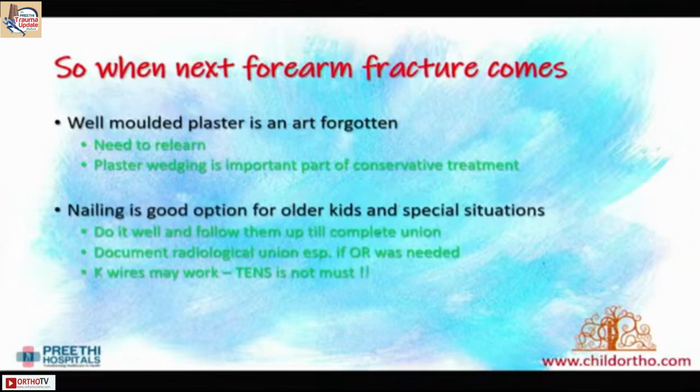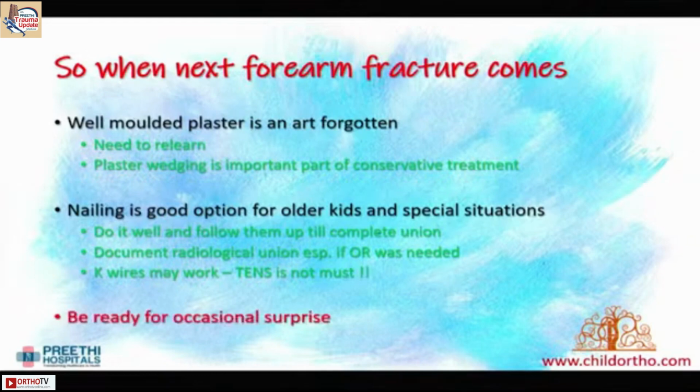Nailing is a good option for older kids and in some special situations like OI or pathological fracture. But do it well, follow them up till complete union, and document radiological union, especially if you have done an open reduction. And K-wires do work very well. TENS is not a must. And be ready for occasional surprises like the ones I have shown you.